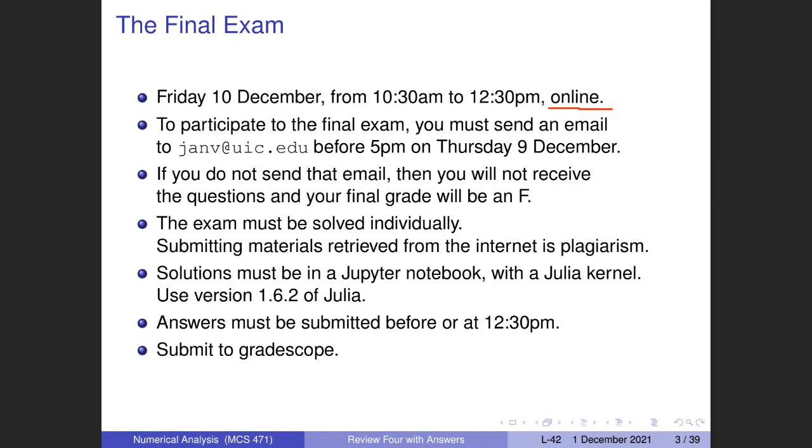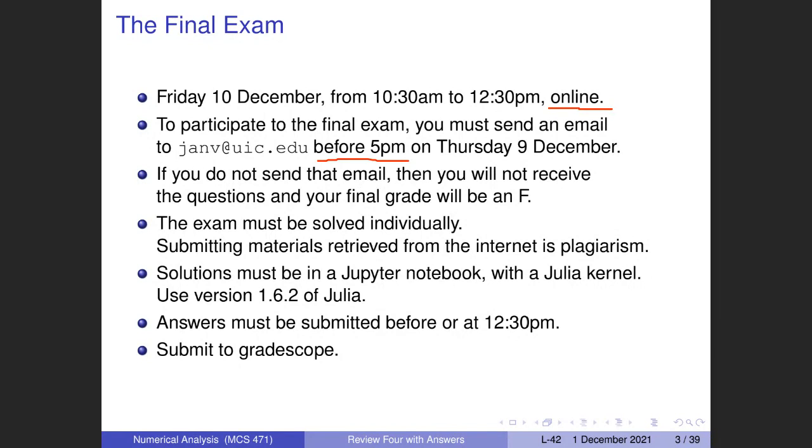The second most important part is that participation requires that you send an email. I will confirm that email in the evening of Thursday, 9 December. If I do not receive that email, I will not email you the questions. I will assume then that you have given up on the course, which I hope is not the case. So these are the two important issues.